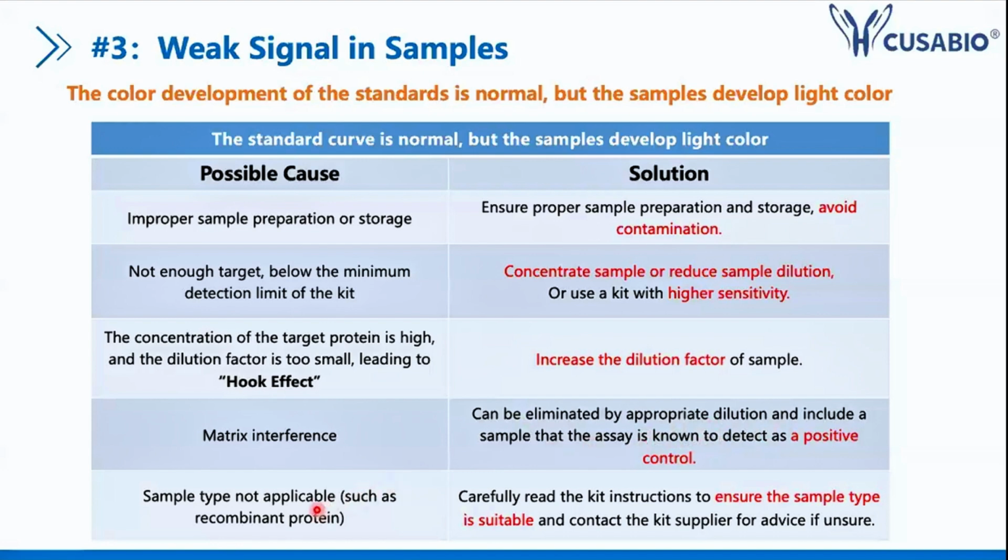The last situation is about the sample type. We know that sometimes we don't just detect the analyte, but the sample can be a recombinant protein. Recombinant proteins are different from their natural counterparts in structure or post-translational modification. So for this type of analyte, our suggestion is to get suitable antibody pairs for this recombinant protein. And also, if you are unsure about which kit you can use, always contact the kit supplier for advice.